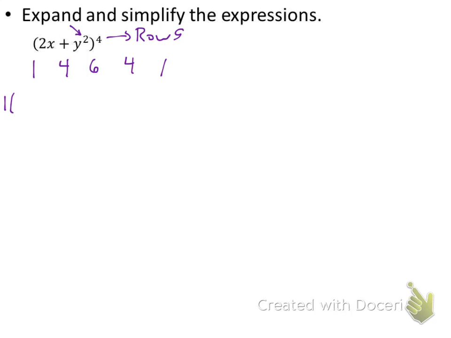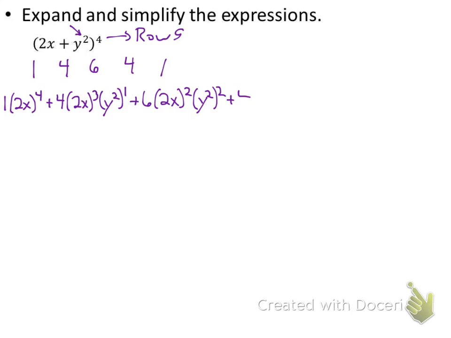I'm going to do 1 times 2x to the 4th, then times y squared to the 0. We don't need to write it. 4 times 2x to the 3rd, y squared to the 1st. 6 times 2x squared, y squared squared. Then 4, 2x to the first, y squared to the third. And then last one is 1, 2x to the 0, y squared to the fourth.